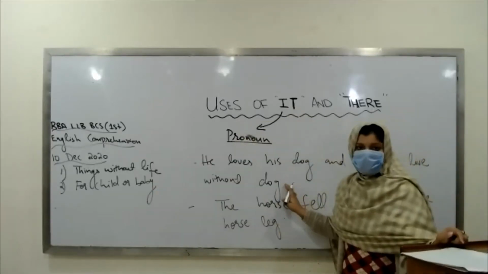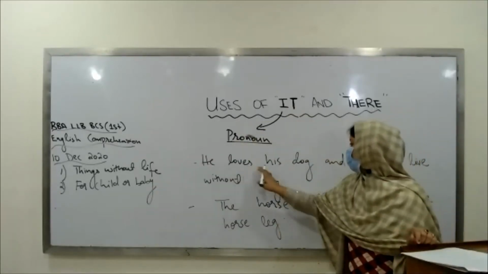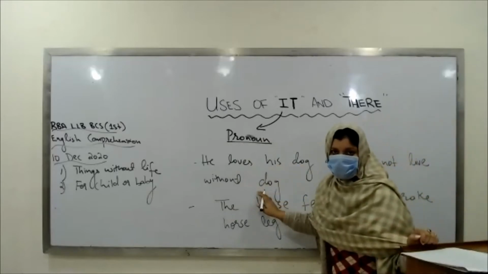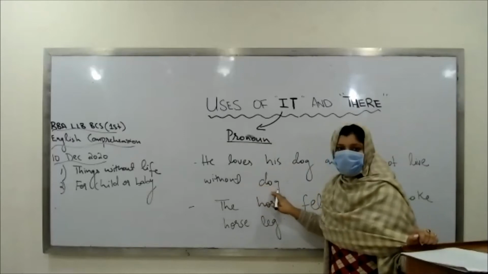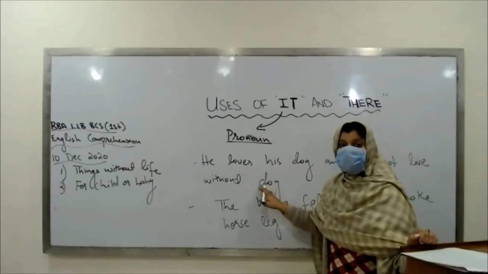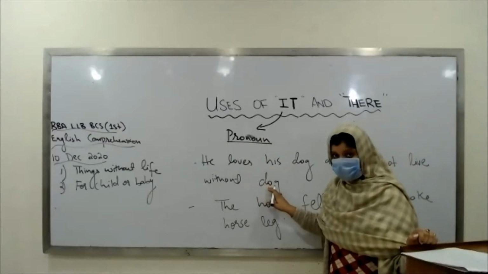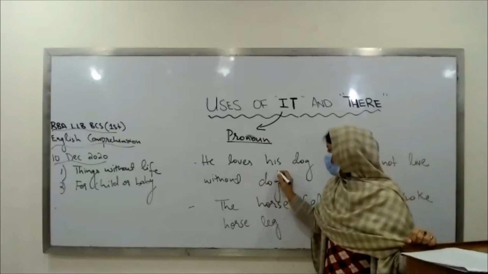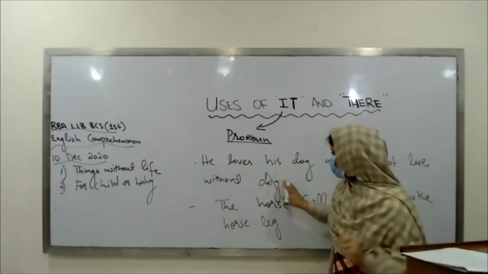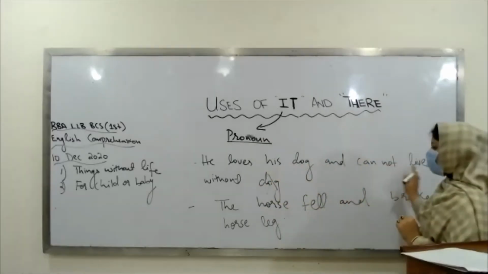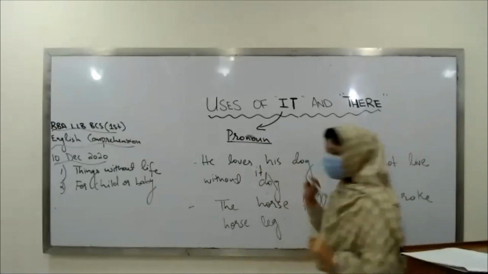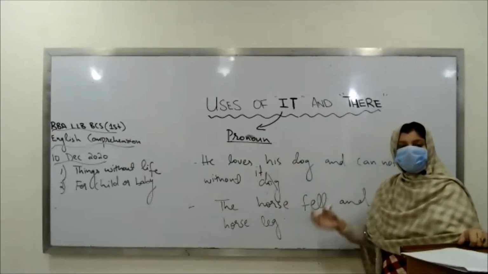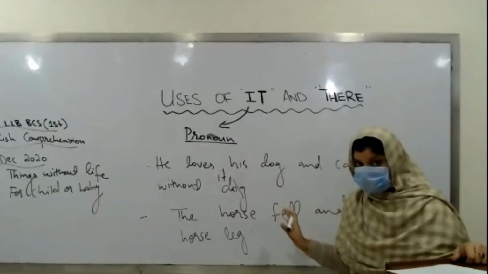Now the two examples have been written here. He loves his dog and cannot live without dog. Now what I did, I made a repetition of this dog in a sentence, and this dog is what? It is an animal, right? So here I want to avoid this repetition of dog with the use of pronoun, that is, he loves his dog and cannot live without it. So it's the third use of it, that it is used to represent or to replace animals in a sentence.